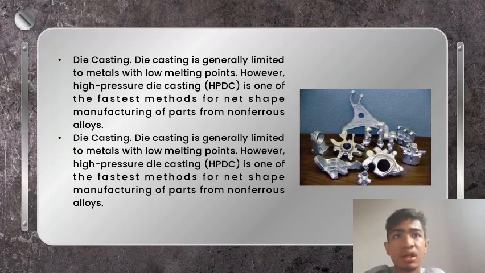Four principal alloy families are commonly die cast: aluminum, zinc, magnesium, and copper-based alloys. Lead, tin, and to a lesser extent ferrous alloys can also be die cast. Aluminum is the most commonly used alloy for die casting, followed by zinc, magnesium, copper, tin, and lead.